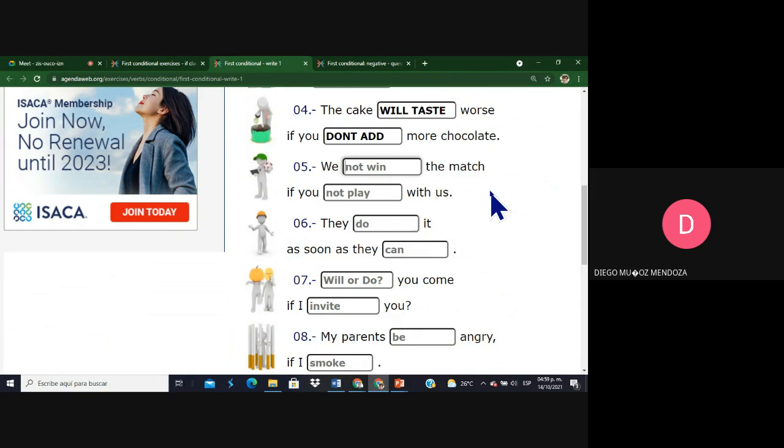We won't win the match if you don't play with us. Let me tell you the translation for Spanish. Si no jugamos con ustedes, no ganamos el partido. Okay.